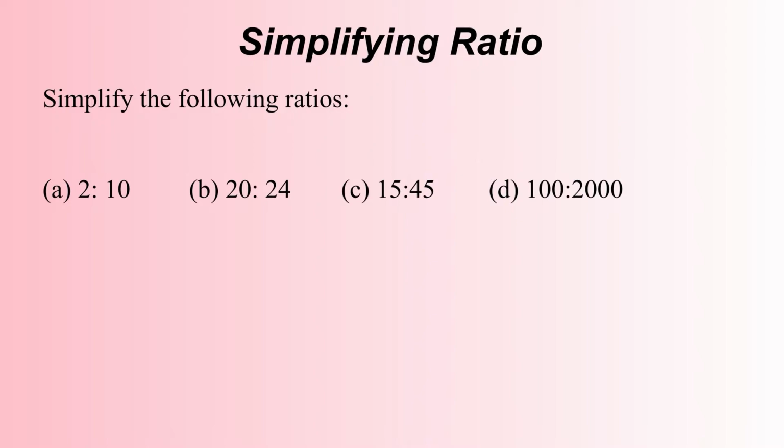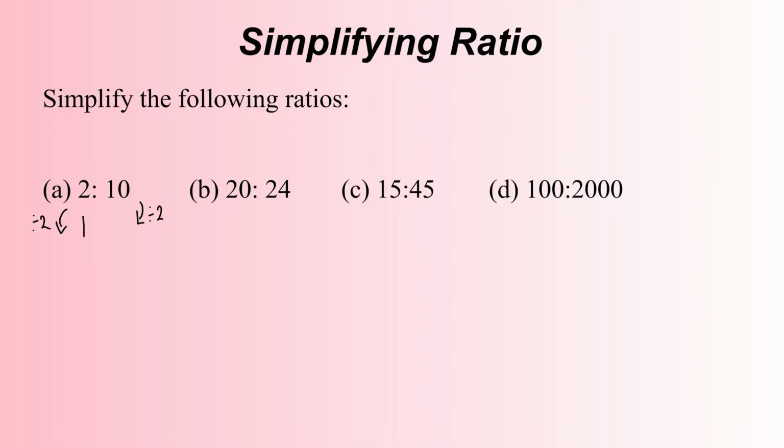Very similar to your fractions, if we look at this first example here, 2 to 10, think of how we deal with the fraction 2 over 10. They're both in the 2 times table, so we divide both numbers by 2. And that's the exact same approach we're going to take here. We're going to divide the left-hand side by 2 and the right-hand side by 2. That still keeps the ratio balanced, but you've got a more simple ratio, what's called a unitary ratio.